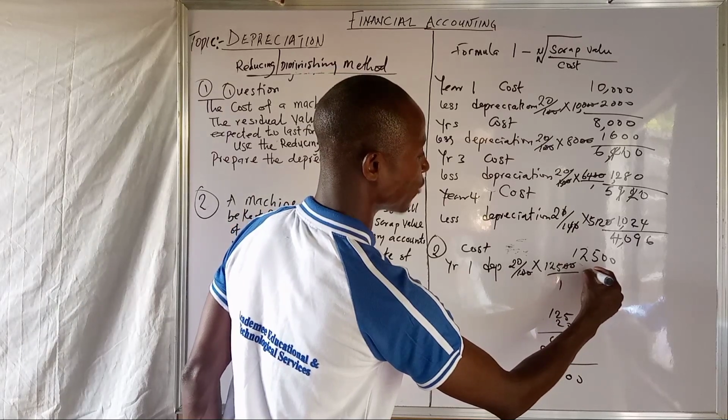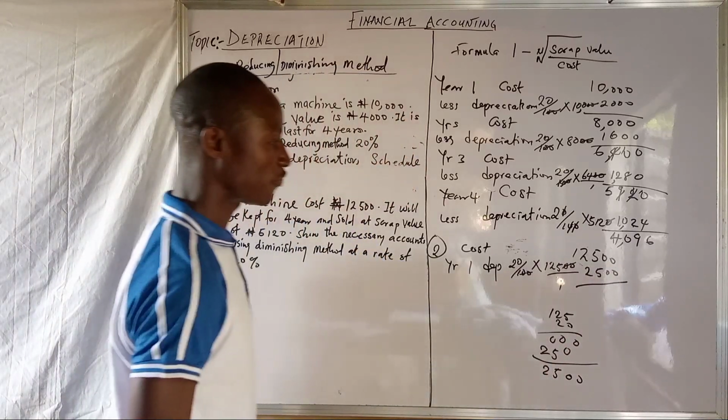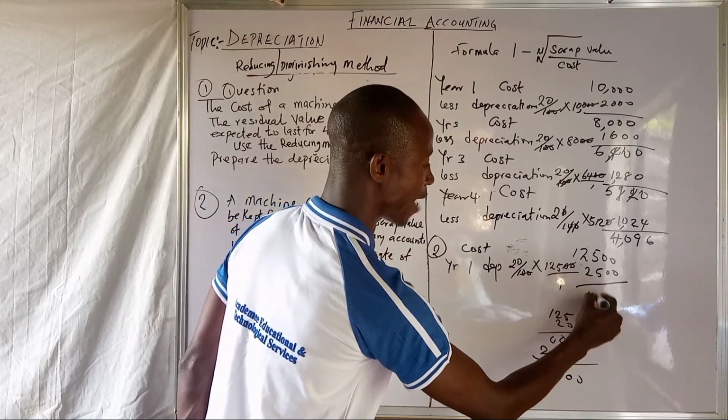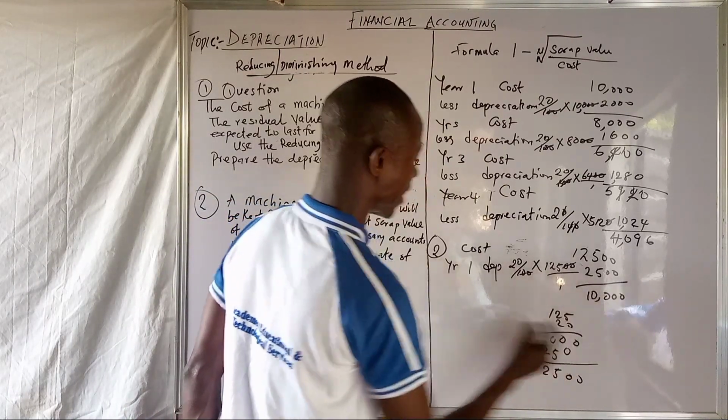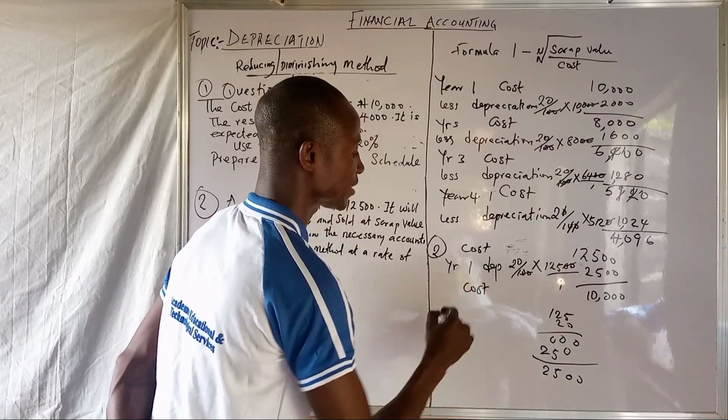So the 2,500 away from 12,500, we realize the 10,000 naira. That is the cost for the year 2.